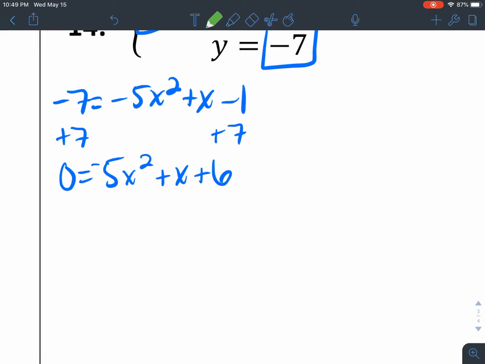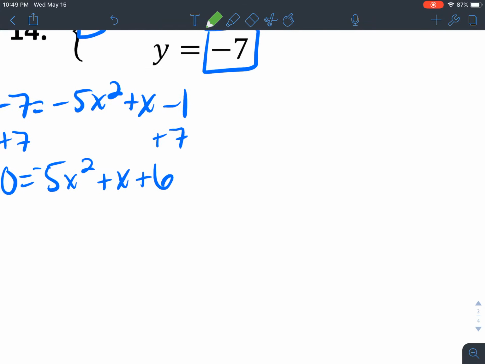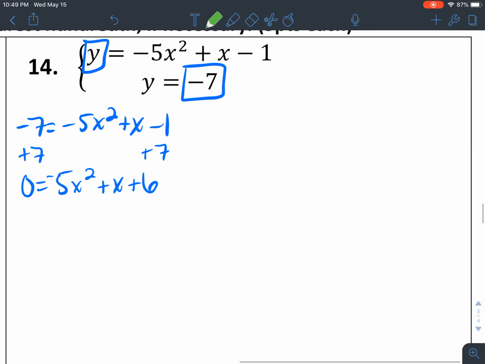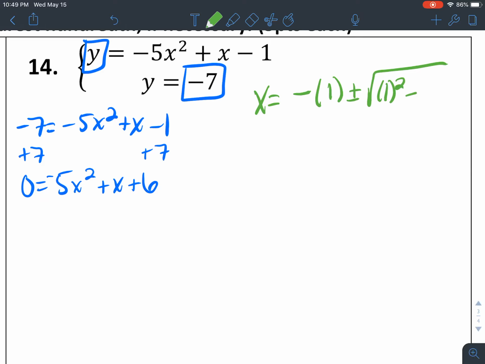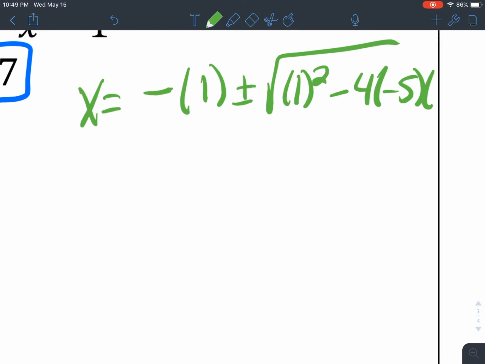So here my A value is negative 5, my B value is 1, and my C value is 6. So when I go ahead and plug that in, let's move that over a little bit, we have x equals negative 1, so negative B, plus or minus the square root of 1 squared minus 4 times A times C.